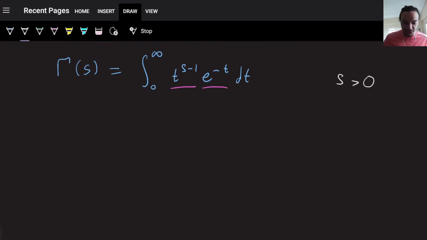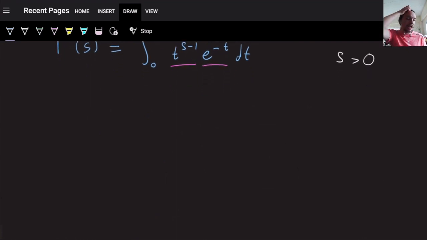If s is equal to 0, then we get t to the minus 1 times e to the minus t, and we're not sure if we can integrate that. It turns out that we can't, because 1 over t does not have a finite integral from 0 to 1, or 0 to infinity. Okay? So this is going to be the range on which we can define the gamma function.